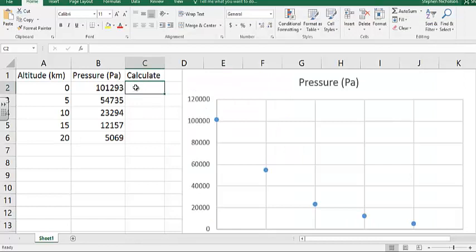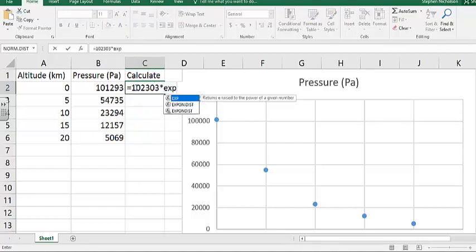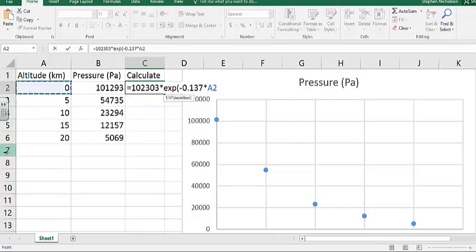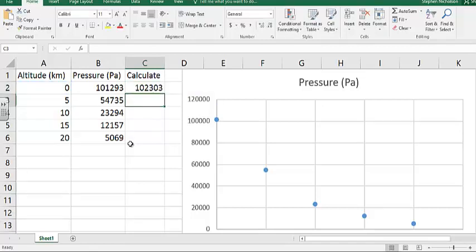Okay, so here we're going to say equals, that's how you put a formula in, 102,303 times exp, so that's the exponential function, minus 0.137 times h. Instead of using h, we click in here for the altitude, right parentheses, so we do the exponential for the whole thing there. And you can see, because altitude is 0, we're just going to get e to the 0, so you'll just get 102,303. You say they're not exactly the same thing, and that's because this is a model that's trying to fit the data as well as possible.